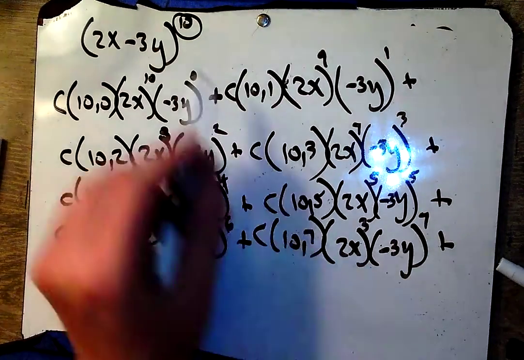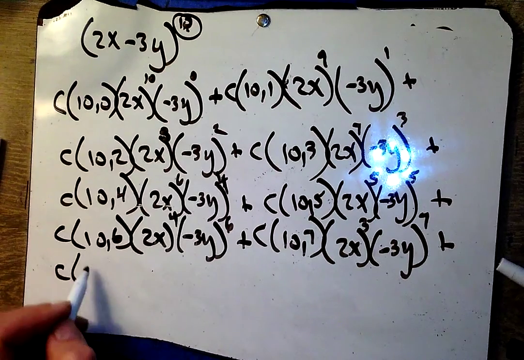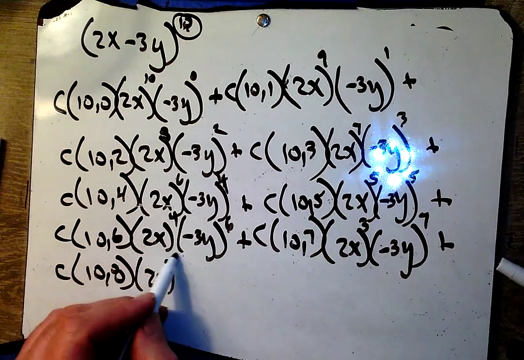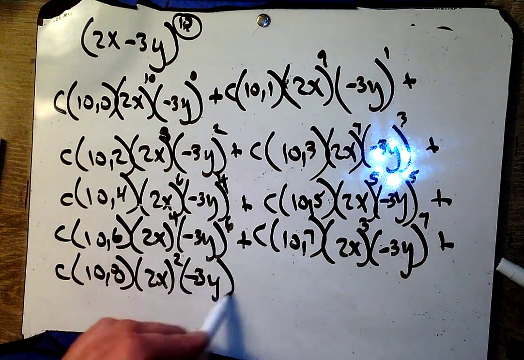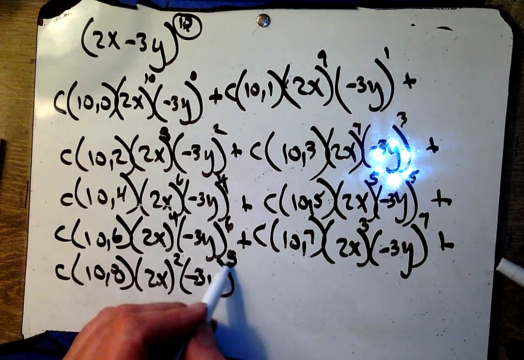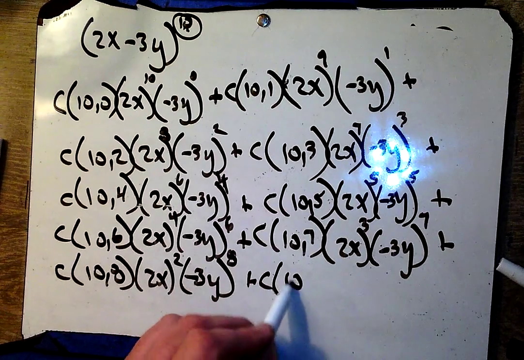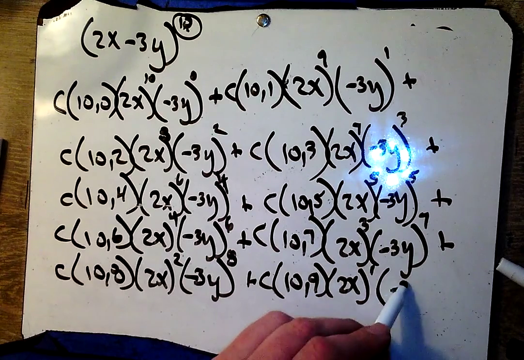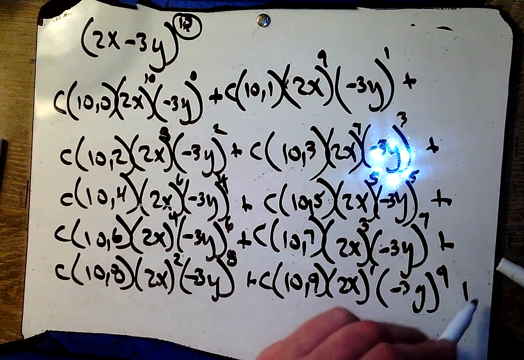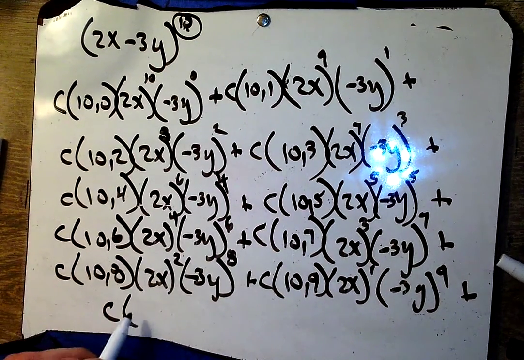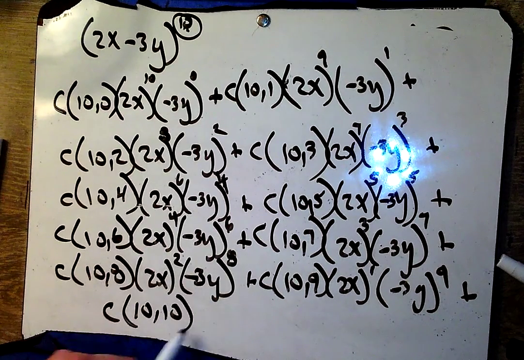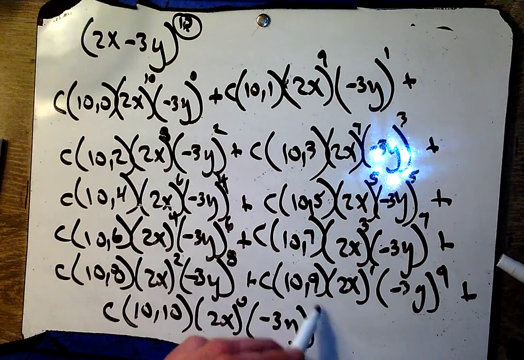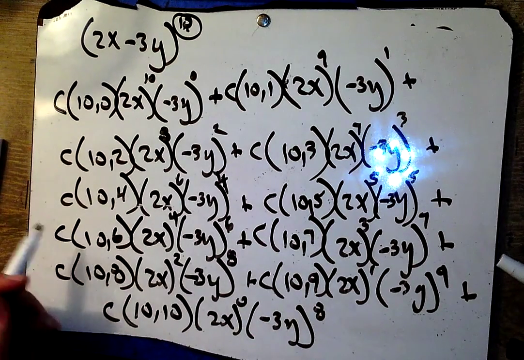Remember, these always have to add up to that. Combination of 10 choose 8, 2x to the 2nd minus 3y to the 8th, plus a combination of 10 choose 9, 2x to the 1st minus 3y to the 9th, plus finally 10 choose 10, 2x to the 0 minus 3y to the 10th. Wow.